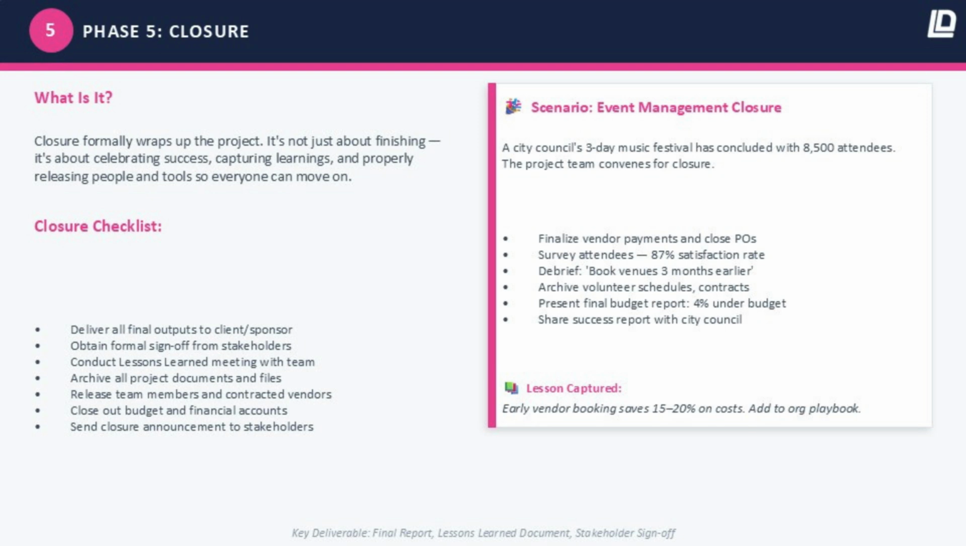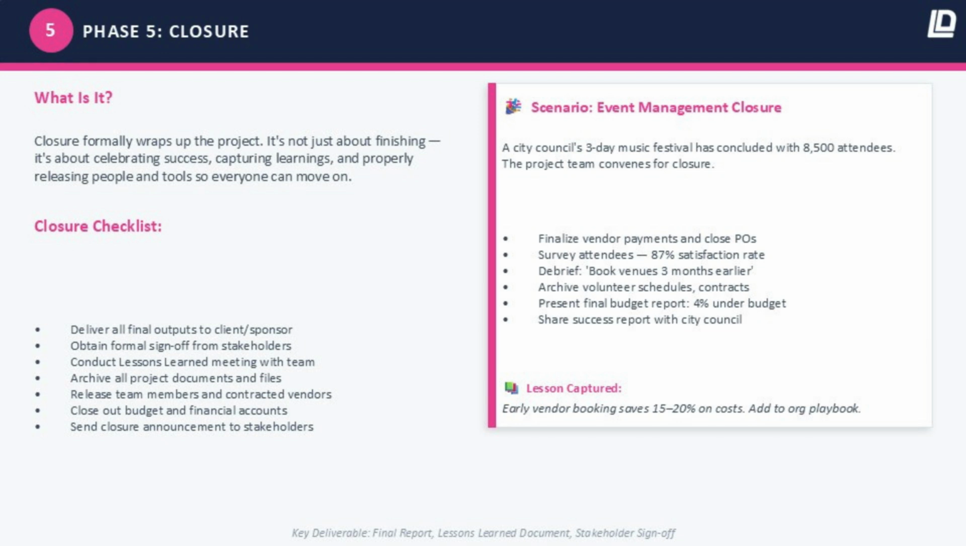Here's a great example. A city council ran a 3-day music festival. 8,500 attendees, multiple stages, dozens of vendors, 120 volunteers. The event itself was a huge success. But the project manager knew that success in execution doesn't automatically mean the project is well closed. So in the week following the festival, vendor invoices were finalized and purchase orders were closed out. An attendee survey went out, 87% satisfaction rate.